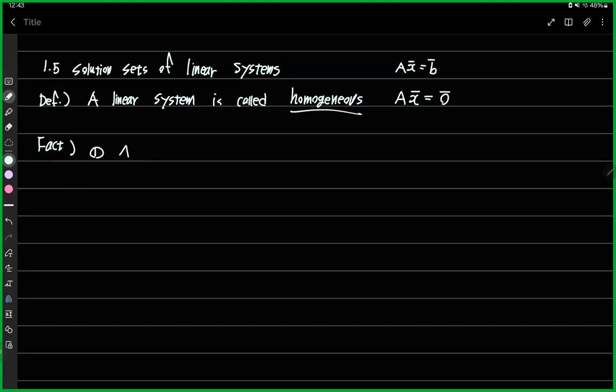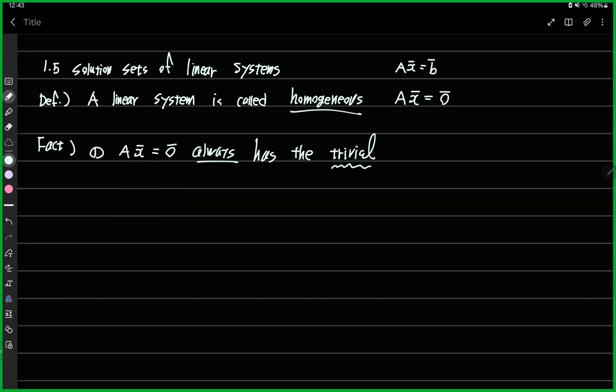The first one: AX equals 0 always has the trivial solution. Trivial means the obvious solution, which is 0. So AX equals 0, what's the solution of this equation? The 0 vector. If x equals the 0 vector, then this equation holds. So the 0 vector is a solution, and this is a trivial solution.